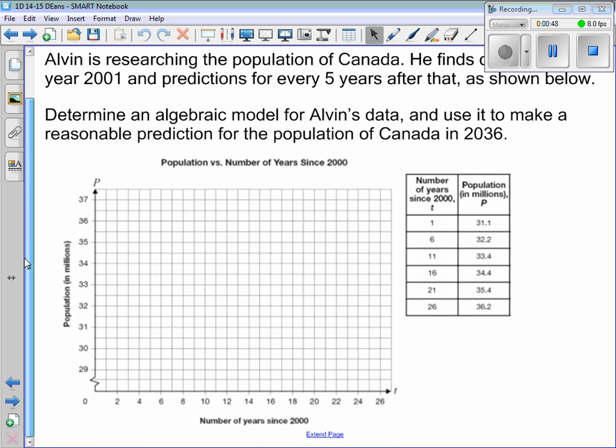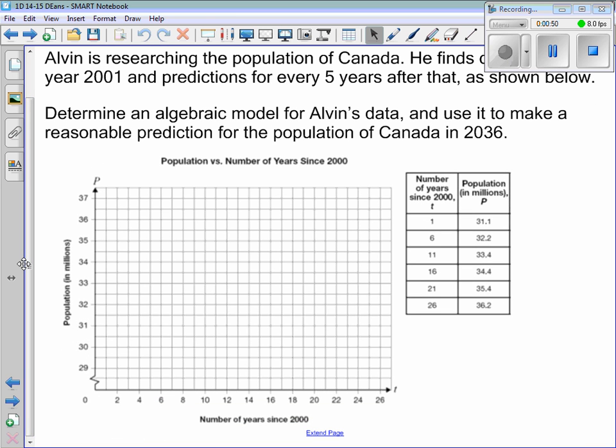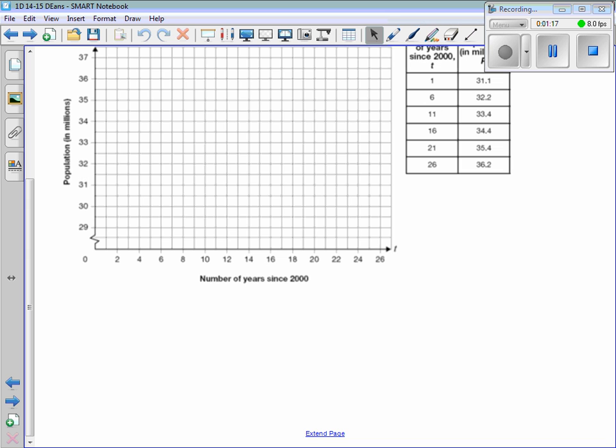So they give us this table of data with number of years since 2000 and population in millions. What they're asking us to come up with is an equation that relates P, population in millions, to the number of years since 2000, T. So those are our two variables. We want to start by drawing a scatter plot of the data in the table. You have the data in front of you, so just draw yourself a scatter plot of that data.